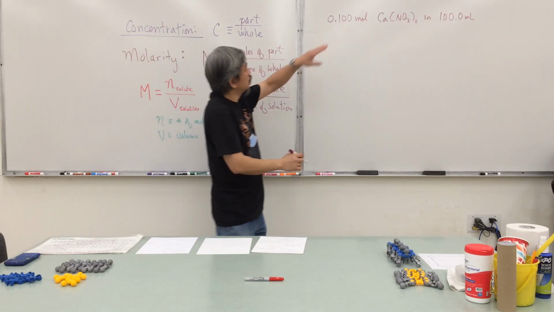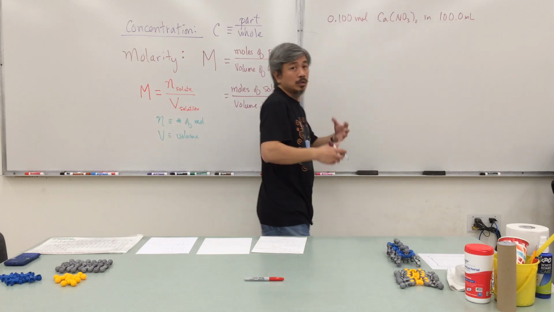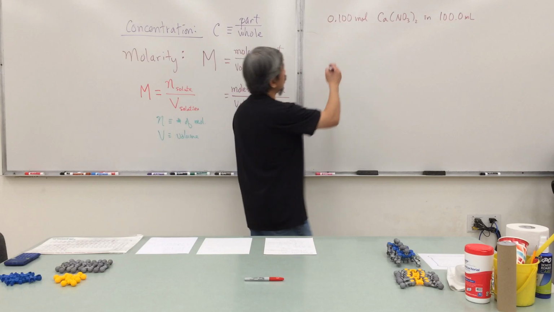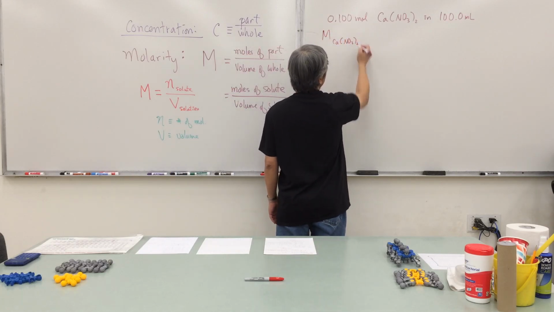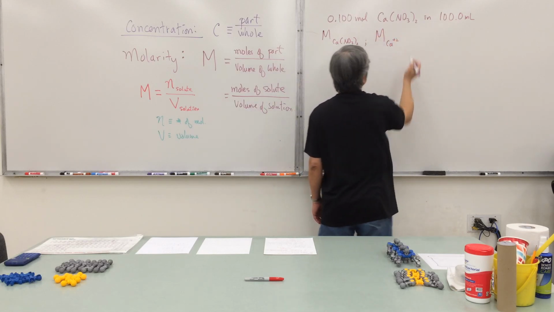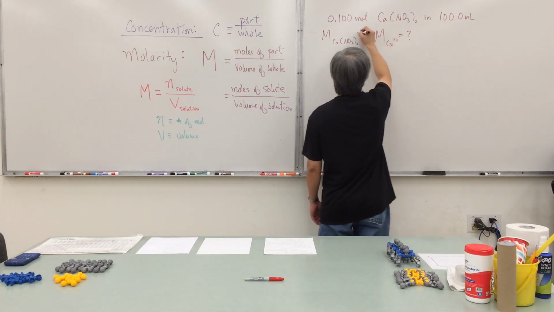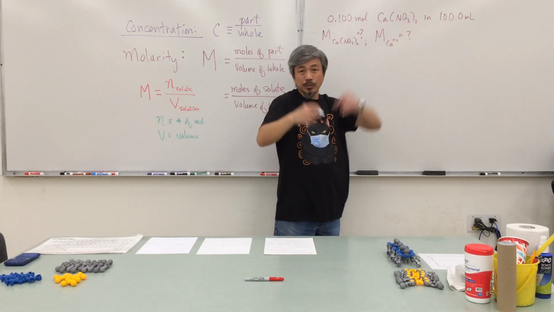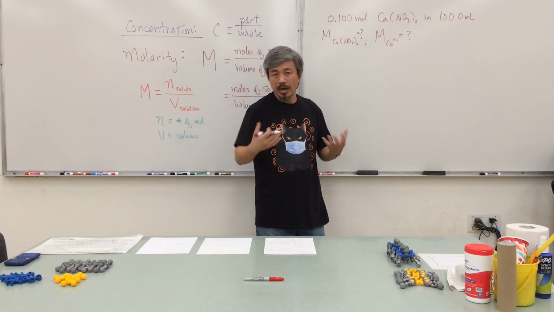So here I have this much calcium nitrate dissolved to make this solution right over there. The question might be, what is now the molarity of various things? What is the molarity of the calcium nitrate? What if I'm only interested in the calcium ion in there? When you put this into water, nitrate is always soluble, so it's going to break apart and separate into its basic ionic components.